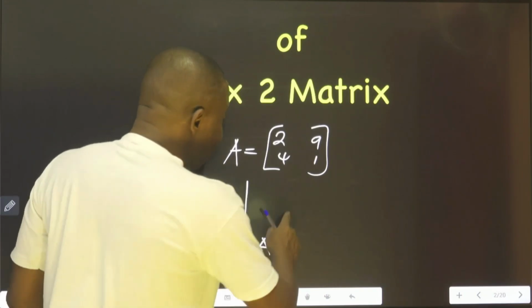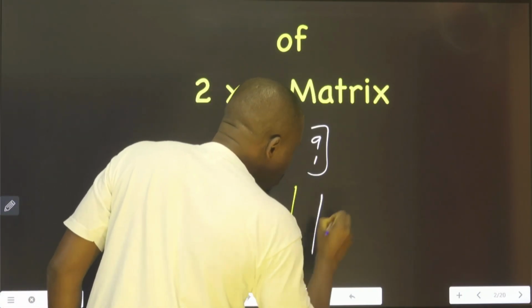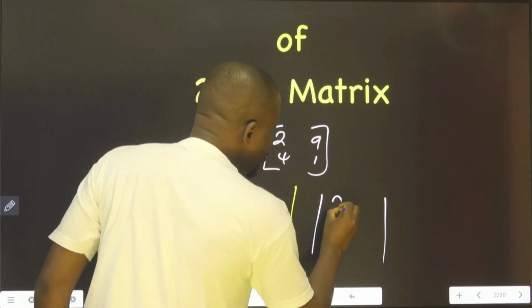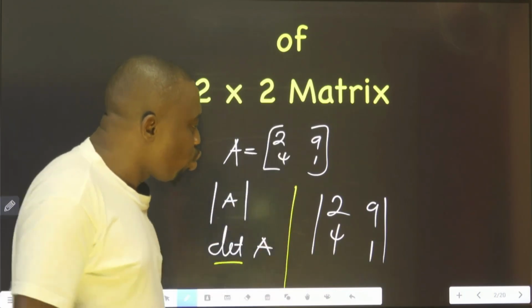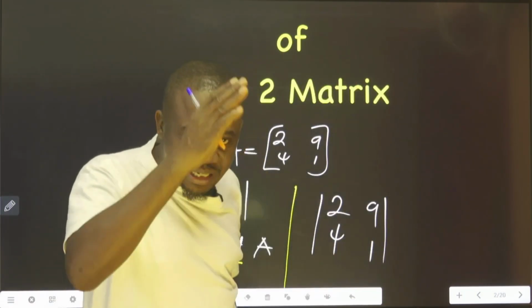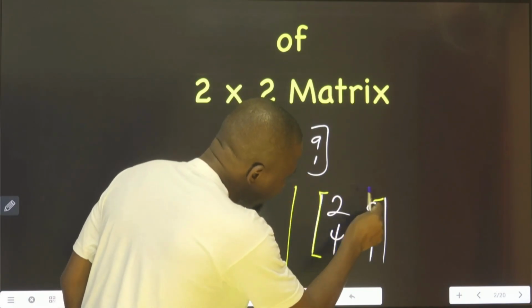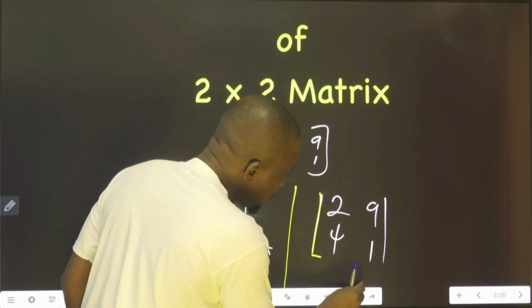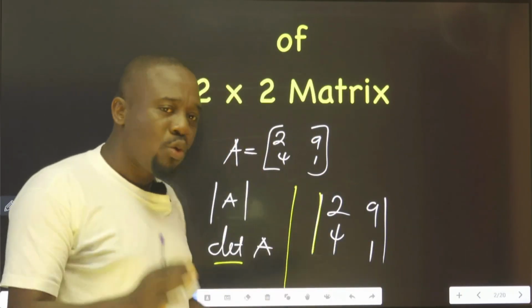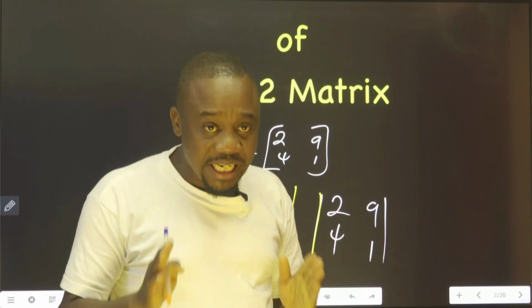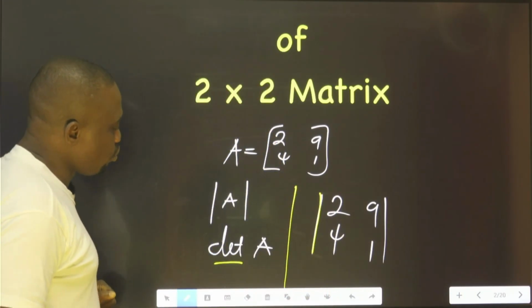Another way you can do it is by writing 2, 4, 9, 1 between two bars. If you see two straight bars like this, without any curve, that is not a matrix. It is a determinant. So that is what we are going to do in this lecture.